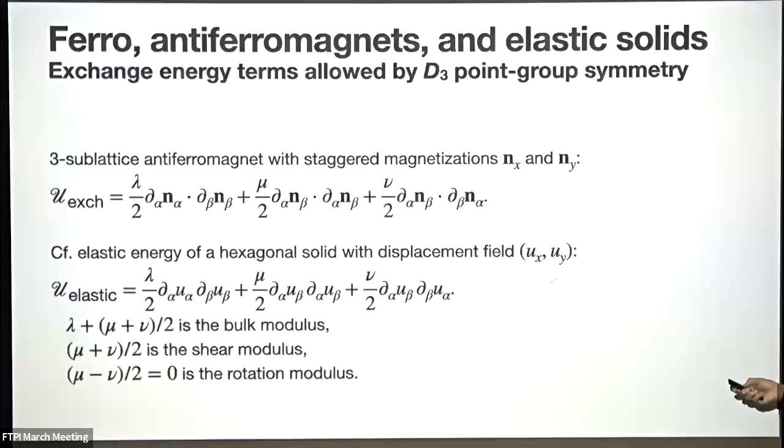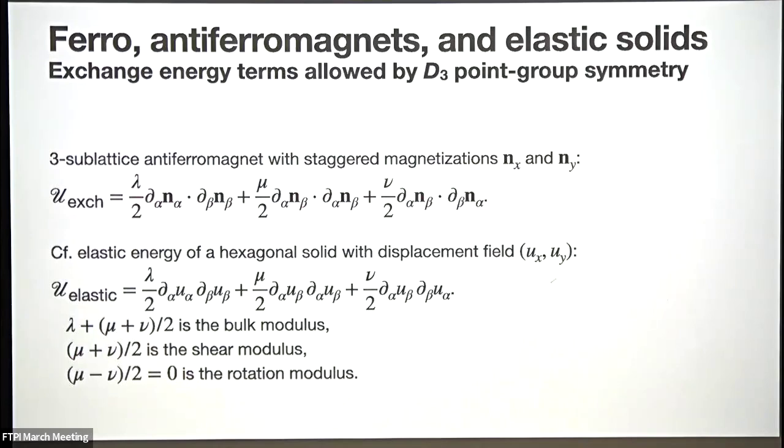Here we pair the first two and the last two indices, or first and third, second and fourth, first and fourth, and second and third. So there are no other combinations. D3 might have more invariance, but at this level, they're exactly the same.